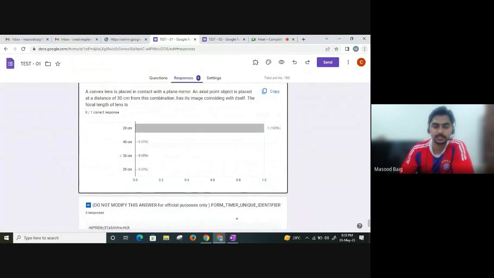A convex lens is placed in contact with a plane mirror. An axial point object is placed at a distance of 30 centimeters from this combination. At what focal length does the image coincide with the object itself? I think I've discussed this question already, but I'll explain it once again.